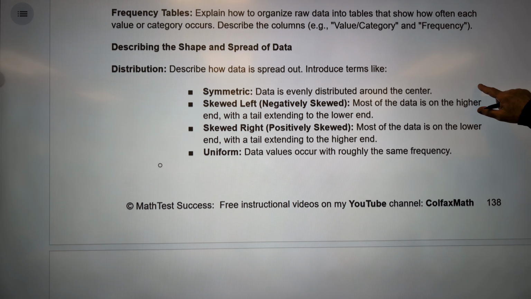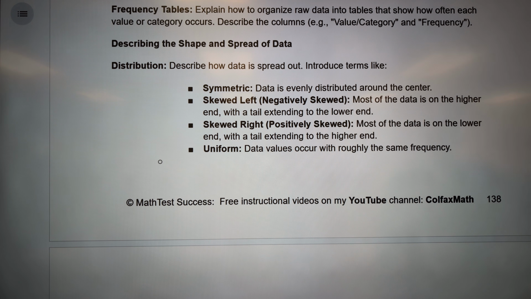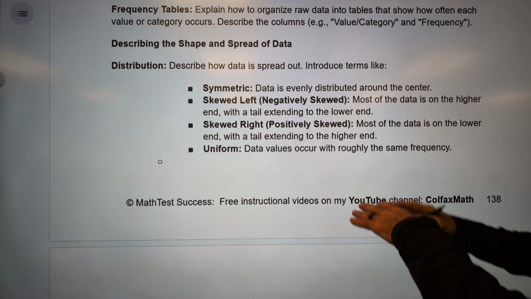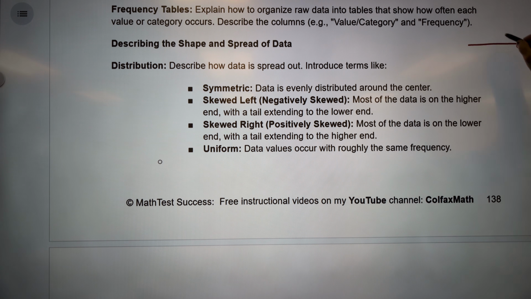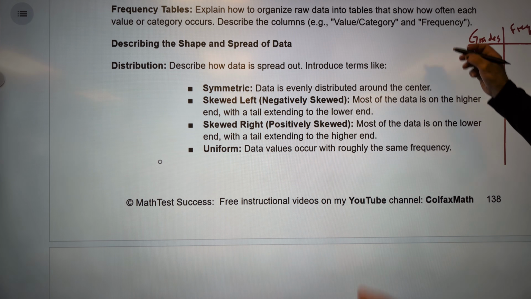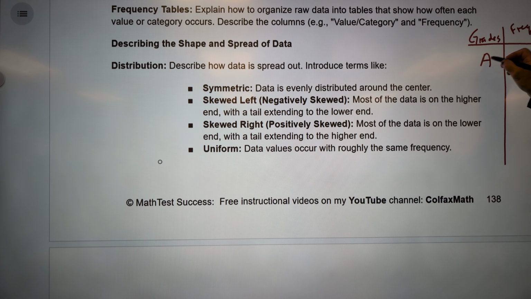Let me move this up a little bit to frequency table. Frequency table is kind of showing you how often that thing occurred. So let's say our frequency table are grades, and then the frequency is how many people got that grade. So the frequency is a number of occurrences. So the grade is an A, and again, let's say 10 people got an A, B, 5 people got a B, a C, 10 people got a C, a D, 3 people got a D, and an F, 2 people got an F.